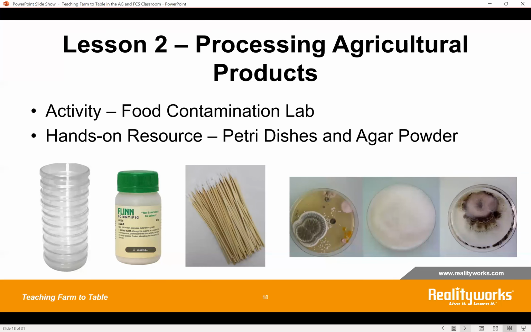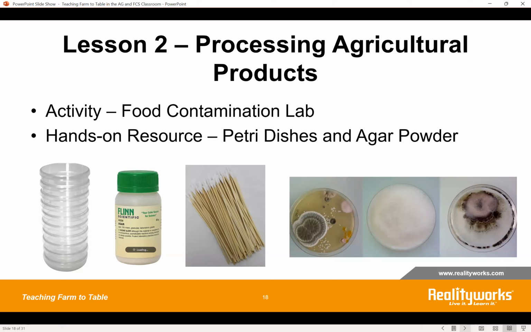Lesson 2 is all about processing agricultural products. In this particular lab activity, they're going to do a food contamination lab, using Petri dishes and agar powder. Their food is going to be left in different environments, and then students are going to determine which environment contributed to the contamination.